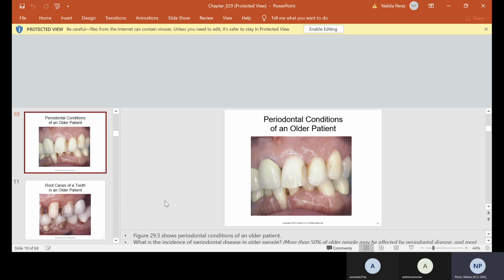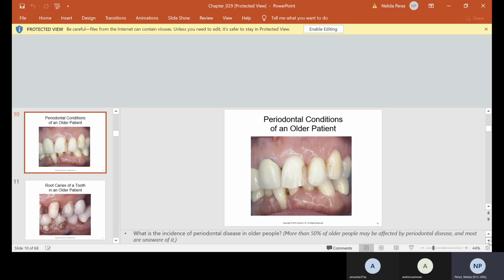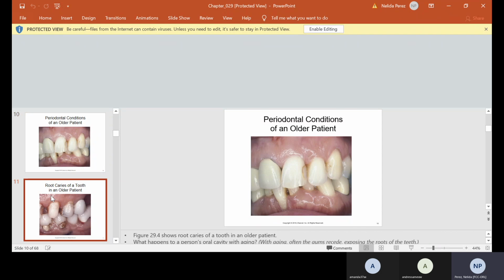And here we have a picture of periodontal conditions. So if you look down on the bottom here, look at the gum, how much it has receded compared to the other teeth. The other teeth look fairly okay, but this one here is pretty bad. So basically more than 50% of older people may be affected by periodontal disease, and most are unaware of it.